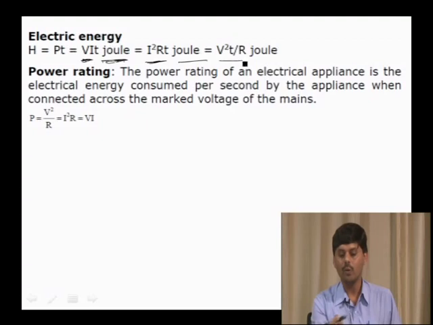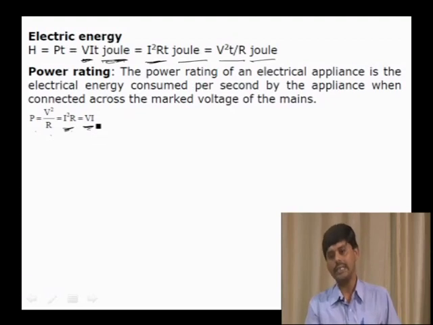In terms of voltage, power is V squared divided by R. See, power rating: in bulbs they give the rating, that is 60 watt, 220 volt bulb, which is called the power rating. In such cases we calculate the power of the rated bulb. Power is V squared divided by R, in terms of current it is I squared R, and in terms of both voltage and current, P is equal to VI.